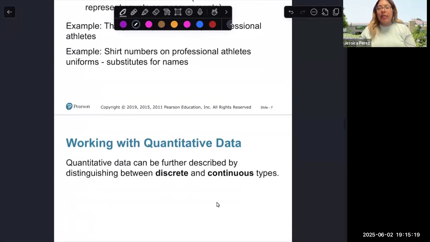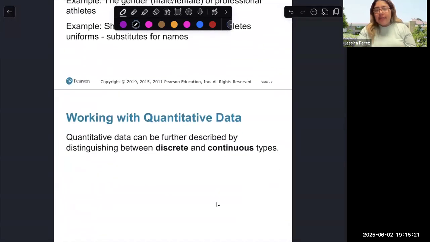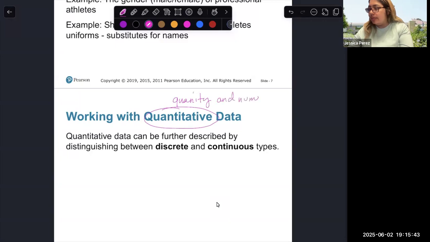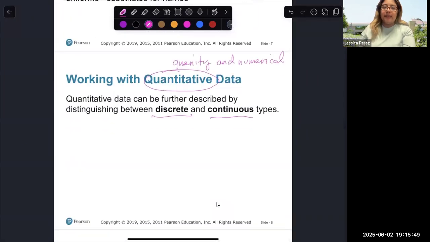Now, how do we work with quantitative data? Quantitative data can be further described by distinguishing between two things, discrete and continuous types. So this is for quantitative data. Because quantitative data represents a quantity and is numerical, it could be split into a discrete or continuous type. So we'll talk about what that means.